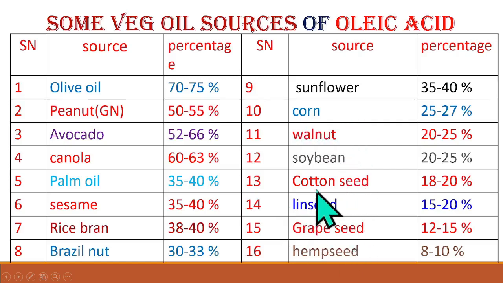Then comes cottonseed oil, it contains 18 to 20%, and linoleic acid is more in that oil. And next comes linseed oil, it contains 15 to 20%. We say it in Hindi, or the flaxseed, we also call it linseed oil. Then grapeseed oil contains 12 to 15% of the oleic acid, and hemp seed contains 8 to 10%. These are some important oils which contain oleic acid in large quantity. Other tree-borne seeds also have this oleic acid. At the same time, animal fats also contain oleic acid.